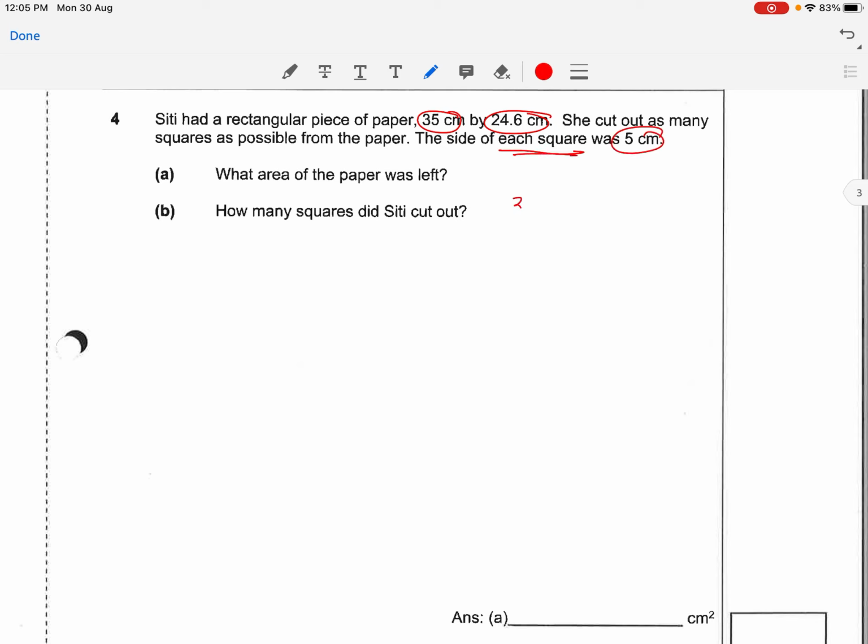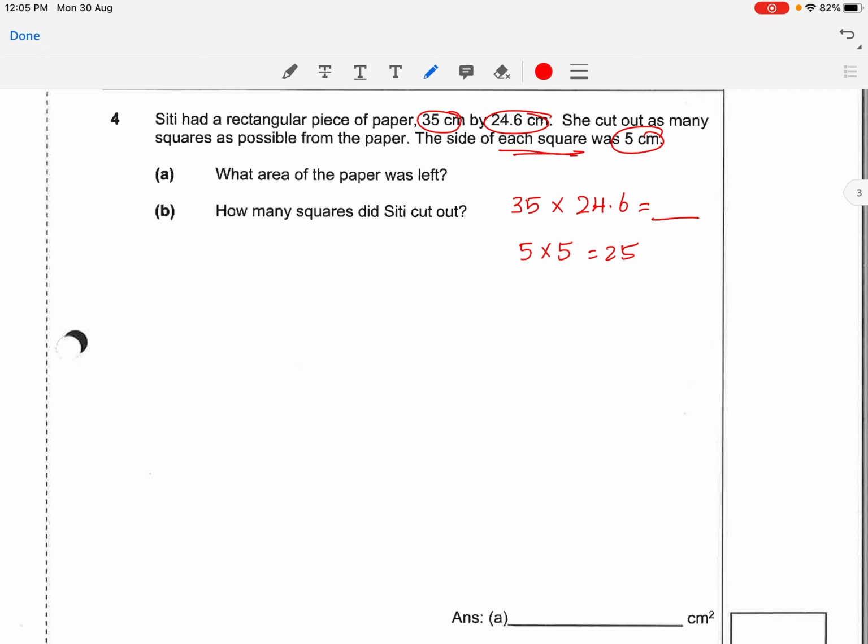Now for the pupils who did 35 times 24.6, you get the answer and you do 5 times 5 equals to 25 and you use this answer to divide. It will be considered wrong because the method for this, we have done this in class before, it is not like this. You will need to consider whether it can be cut out into 5 by 5.